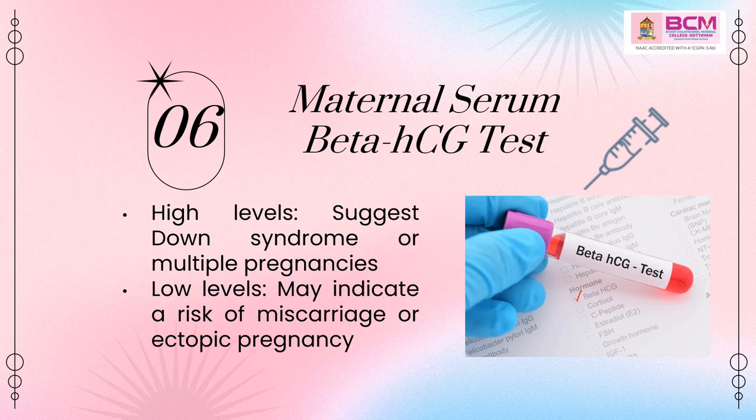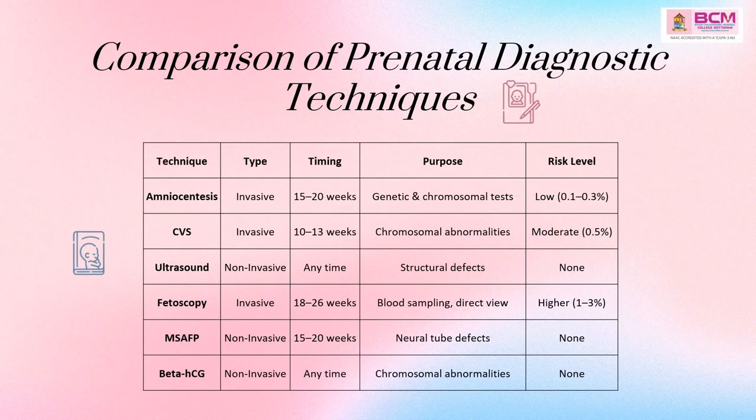Let's summarize. Here is a comparison of prenatal diagnostic methods looking at the timing, purpose, and risk levels. Amniocentesis and CVS are invasive but provide crucial genetic information. Ultrasound and maternal serum tests are non-invasive and help monitor fetal development. Fetoscopy is rare but useful for direct fetal observation and intervention. Understanding these options helps doctors and parents choose the right approach based on medical history and risk factors.